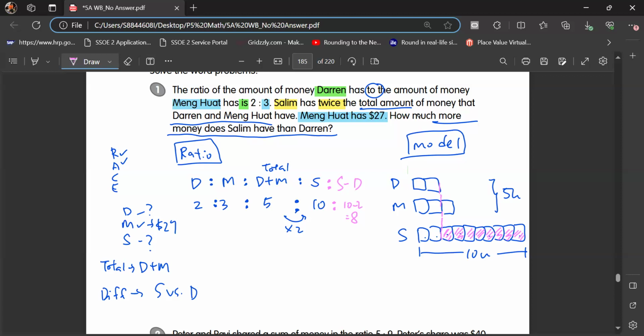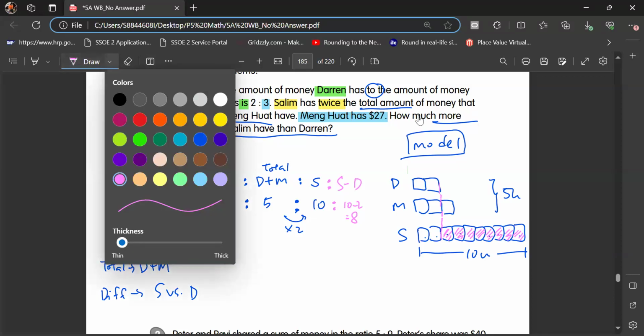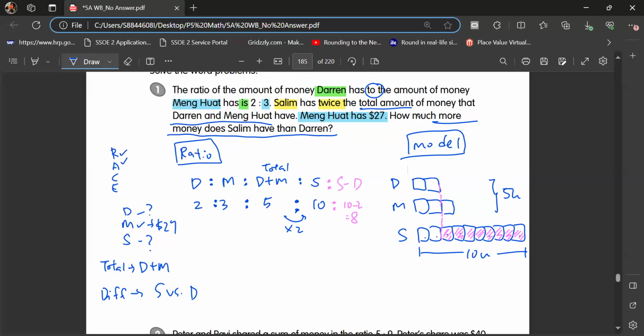Okay, then the main part is given. Main part is $27. That means here, on the model, I think it's easier to see. 3 units is Menghua, 3 units is $27. So 1 unit is 27 divided by 3, which is 9. That's right.